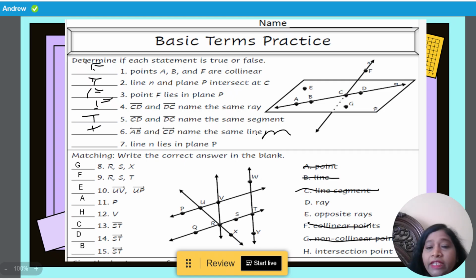Okay, thank you so much. I can see your work, guys. Let me open Andrew's work and see. A, B, F are collinear. A, B, F. F is an outside point, so it's not. Okay, very good. It's false.